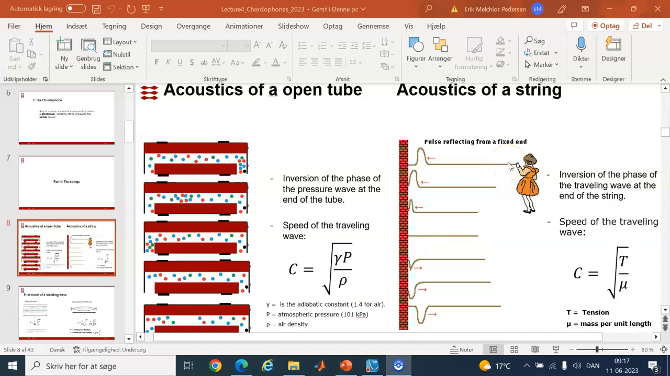Pulse reflection from a fixed end. Here we have inversion of the traveling wave at the end of the string. See it here: the wave comes to the end, to the wall, and then there is an inversion of the phase when it returns back, reflects back. We see here the speed of the traveling wave is the square root of the fraction with tension in the numerator and mu, the mass per unit length, in the denominator.